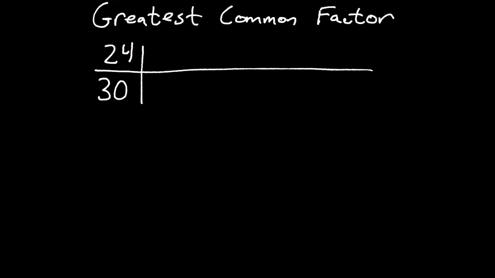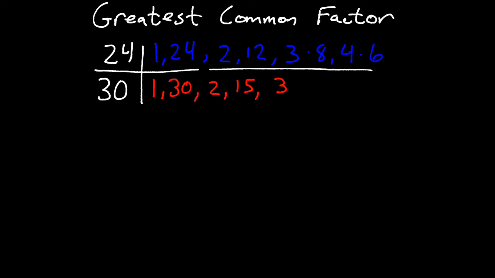So 24 here and 30. So I know I have 1 times 24, I have 2 times 12, 3 times 8, and 4 times 6. Those are all my factors of 24. Now I'm going to do the same thing with 30. I have 1 times 30, 2 times 15, 3 times 10, and 5 times 6.